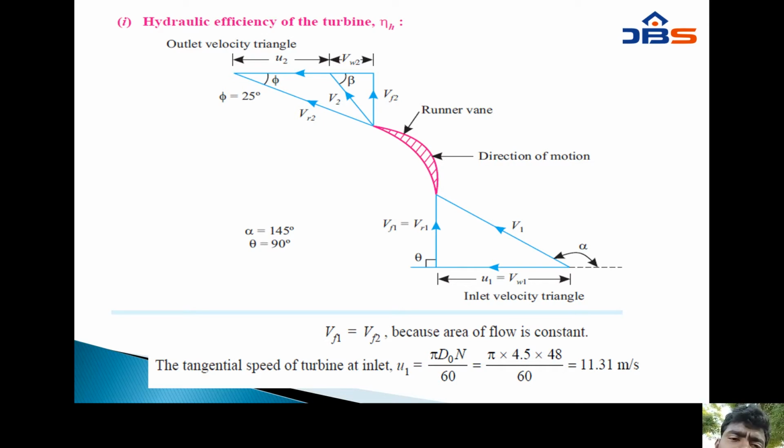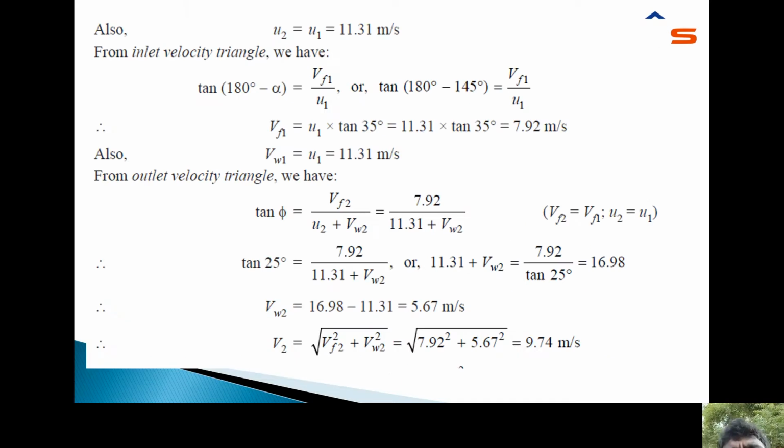Next, the tangential speed of the turbine at inlet, U1 equal to pi dn by 60, pi into d naught into n, already given in the problem, divided by 60, that equal to 11.31 meter per second. Also, U1 equal to U2, that equal to 11.31 meter per second.